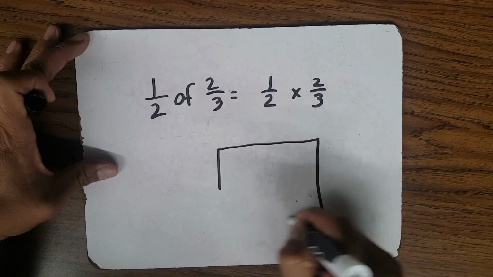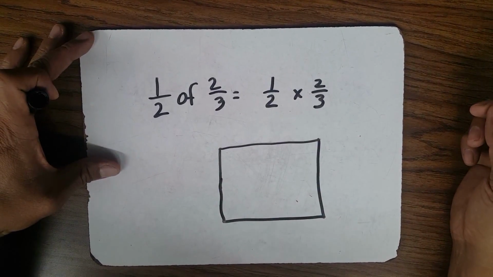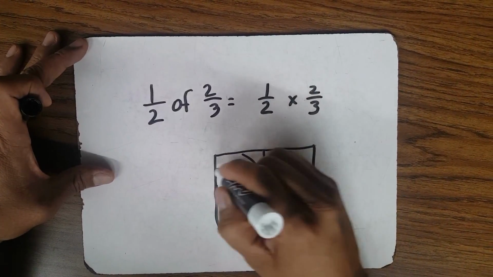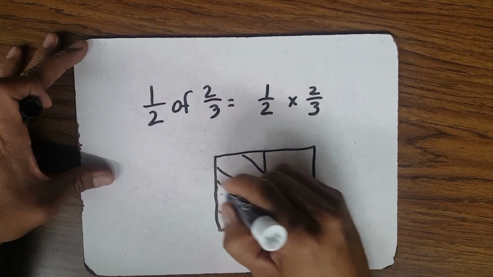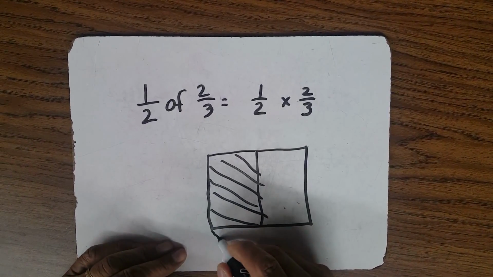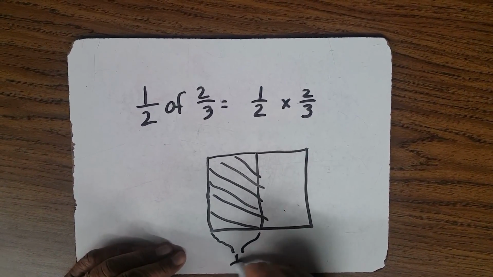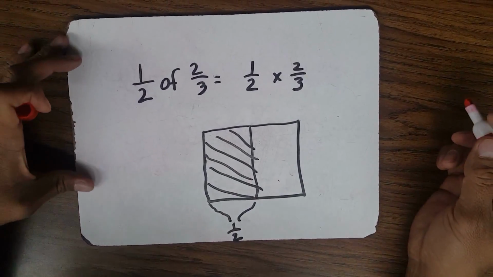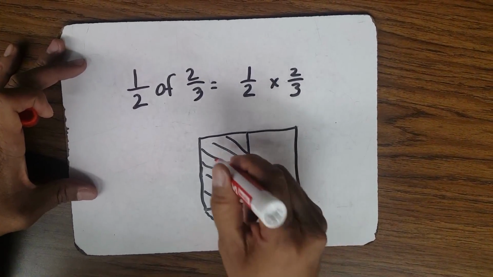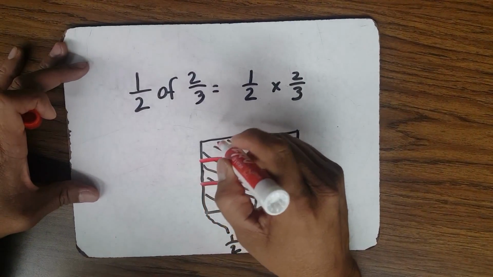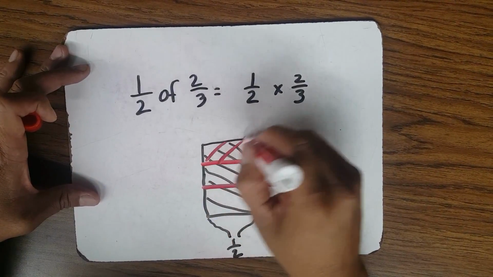First, draw our line. We get half. Shade it. I'm not going to shade it completely, that way you guys can see that it isn't. That's half. This is 2/3. We're shading in the 2/3, of course.